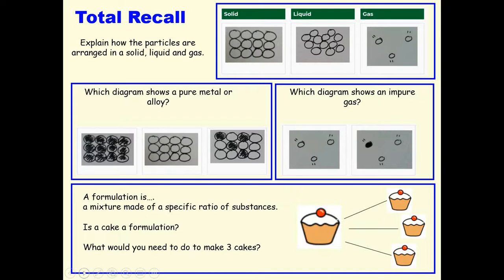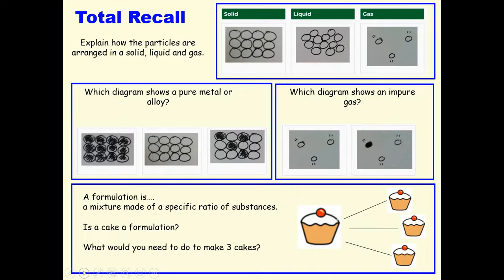Okay, solids are arranged in tightly packed rows and columns. The particles are very close together and they just vibrate next to each other. In a liquid, the particles are arranged in a more random arrangement and they slide and move across each other. And gas particles have got lots of space around them and they move energetically all over.